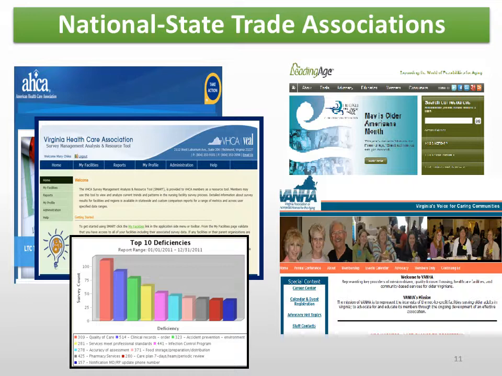Our industry's trade associations offer a wealth of knowledge and educational opportunities. In Virginia, we have two trade associations: the Virginia Healthcare Association, with the American Healthcare Association as the national organization, and the Virginia Association of Nonprofit Homes for the Aging, with Leading Age as the national organization.